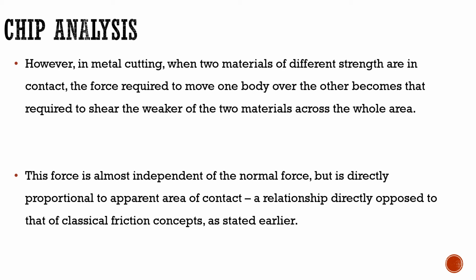So when two materials of different strengths are in contact, as in metal cutting, the force required to move one body over the other becomes the force required to shear the weaker of the two materials across the whole area. And this force is almost independent of the normal force, but is directly proportional to the apparent area of contact, meaning a relationship directly opposed to that of classical friction concepts.